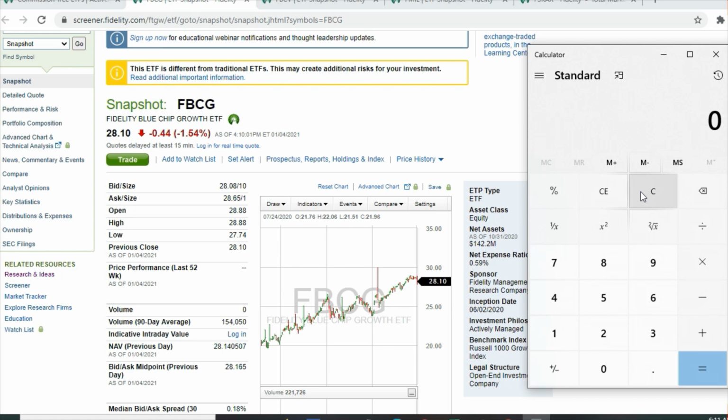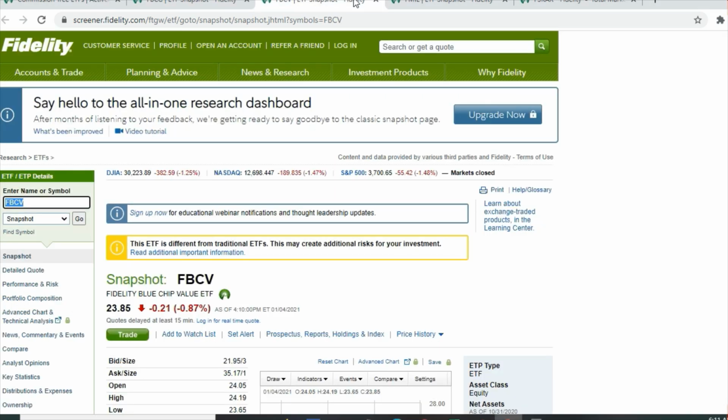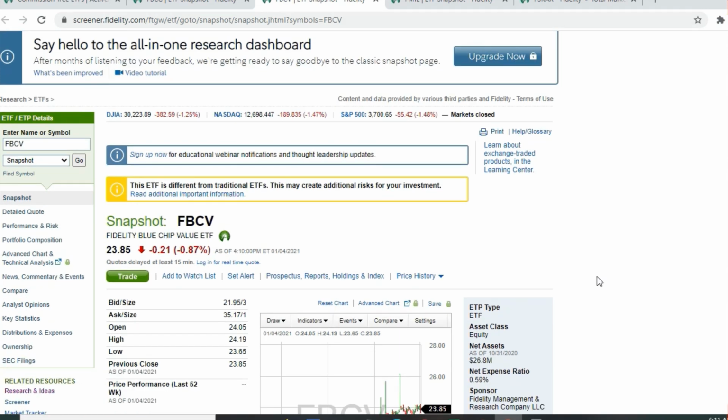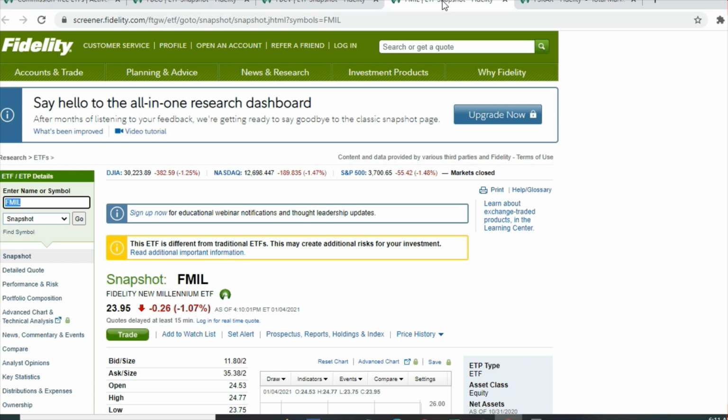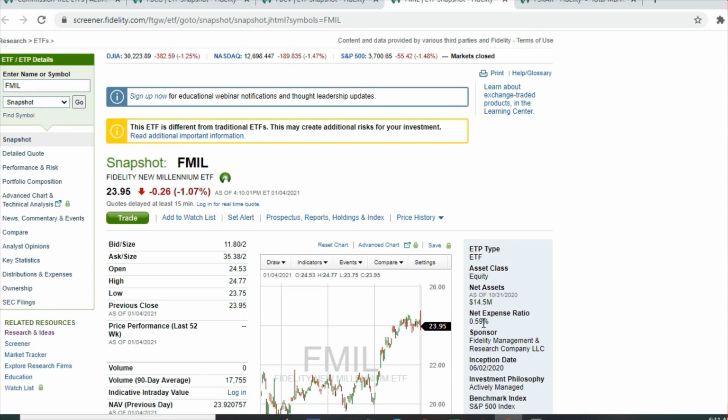Let's say you stick with this company, or you already have a lot of money to invest. Let's say you've got $100,000. Multiply that by 0.59%. Now we're talking $590 every year just to own the fund. Again, regardless of how it performs. For FBCV, the Blue Chip Value ETF, again, it's got an expense ratio of 0.59%. And the same thing for the Millennium. I can't help but think Millennium Falcon from Star Wars when I see this, but the Fidelity New Millennium ETF, FMIL, also has that net expense ratio of 0.59%.